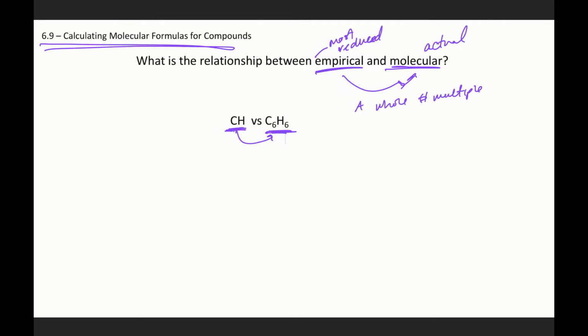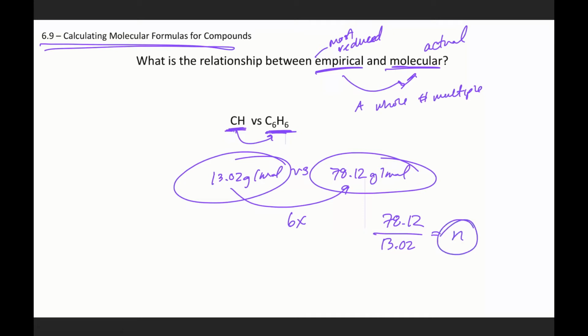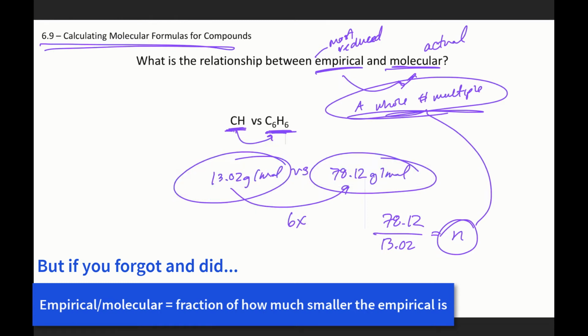So if I take my CH and add one C and one H, I'm going to end up at 13.02 grams per mole. If I look at my C6H6, I get 78.12 grams per mole, and you'll see that this is also 6 times bigger, because if I multiply the atoms by 6, I multiply the mass by 6. That's our way to figure out the relationship. If I know the mass of my molecular formula and the mass of my empirical, I can take 78.12, divide it by 13.02, and that gives me my multiplier. Does that make sense?